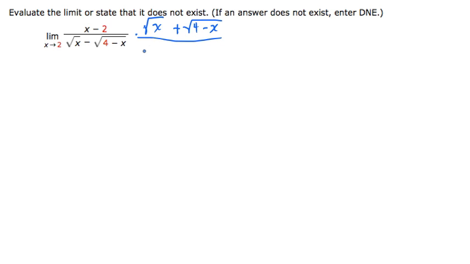Now anything we multiply, we have to multiply by it over itself, so that we're really just multiplying by a fancy form of 1, so we're not really changing anything. Now I'm going to add in parentheses everywhere here.